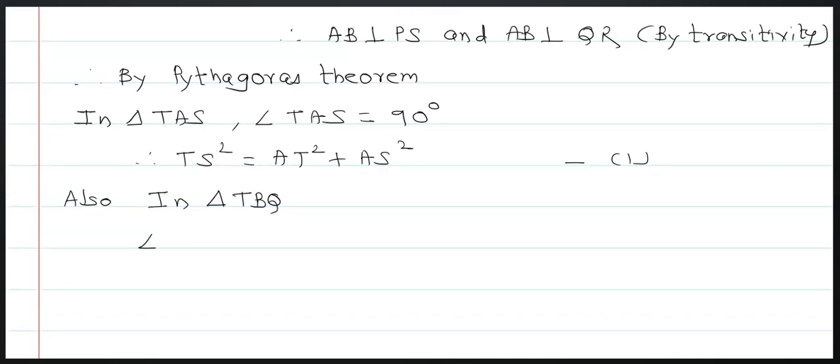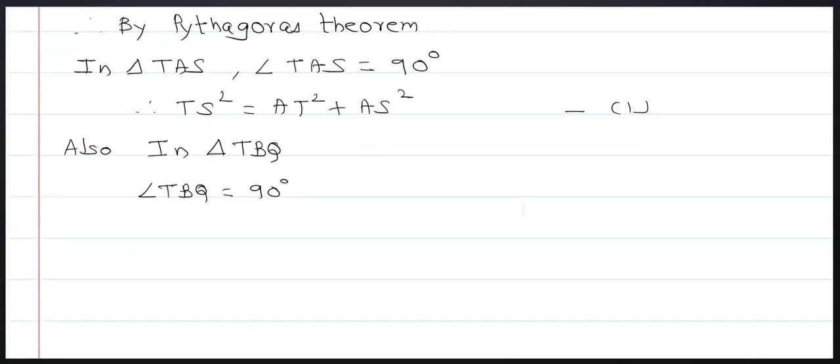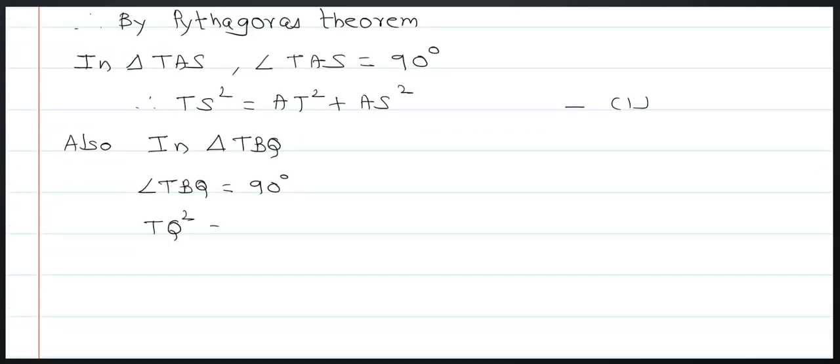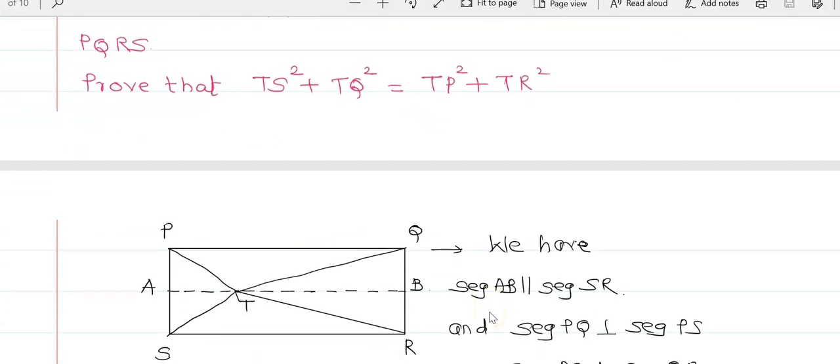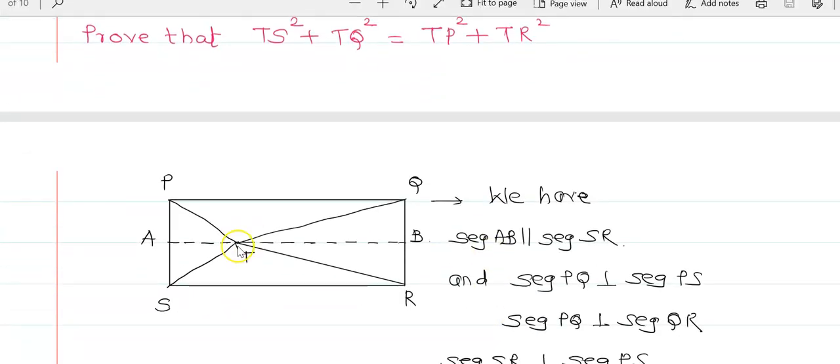Next is TBQ. In triangle TBQ, measure of angle TBQ is 90. Again, you can see this from the figure. Therefore, TQ square is equal to QB square plus TB square. And what is here? ATS. That is, TS square is equal to AS square plus AT square.